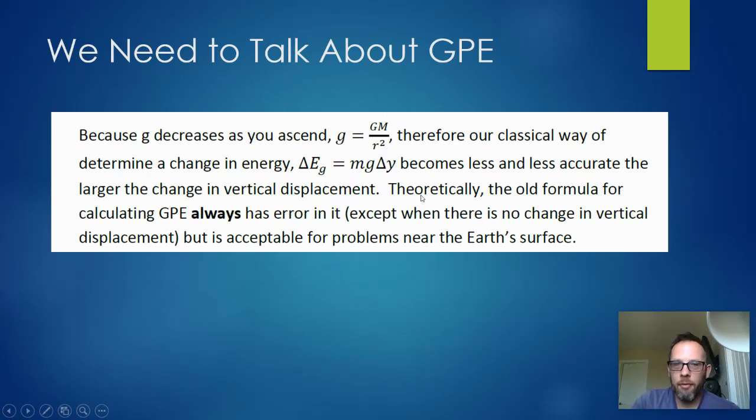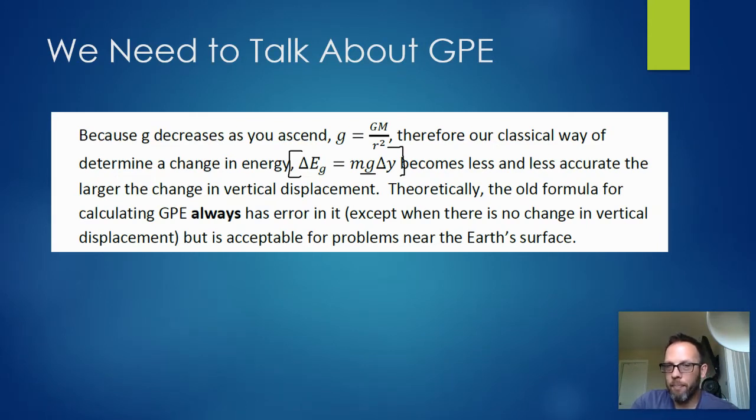In our last lesson we talked about gravitational field strength, and because g is GM over r squared, as you get farther and farther away from an object, as r increases, g is going to decrease. And if the change in g is very big, then our old expression for gravitational potential energy is not going to be very good anymore, because g is not constant, it's changing.